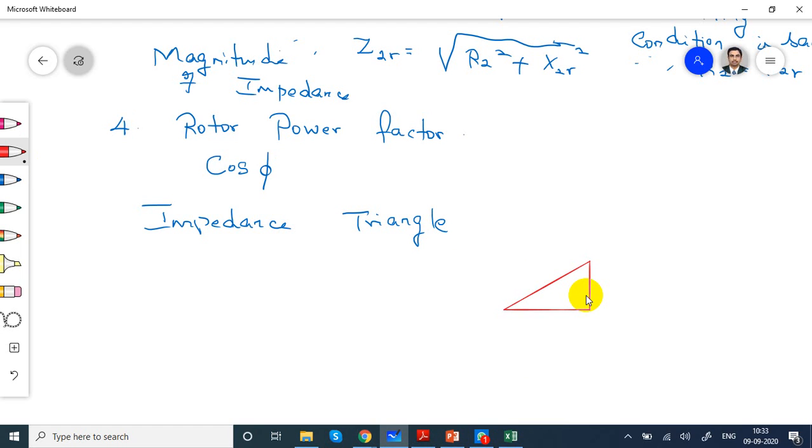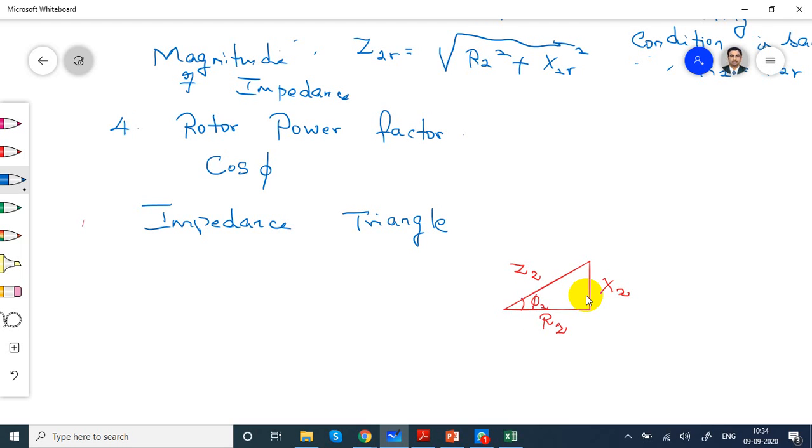Okay, this adjacent will be R2, opposite will be X2, and hypotenuse will be Z2. The angle will be phi 2. So phi 2 means the same type.